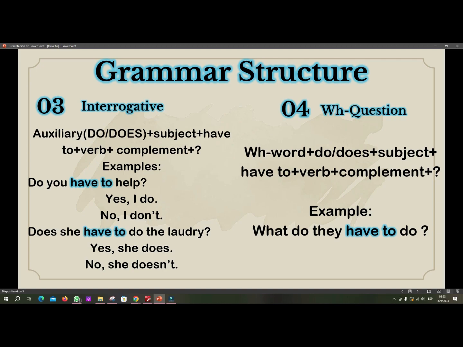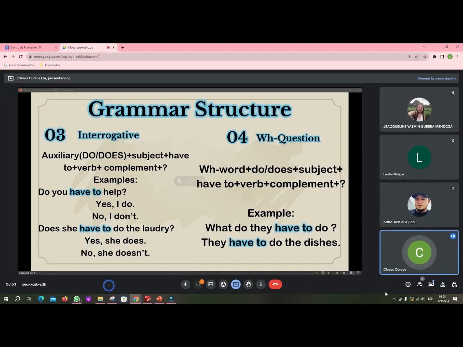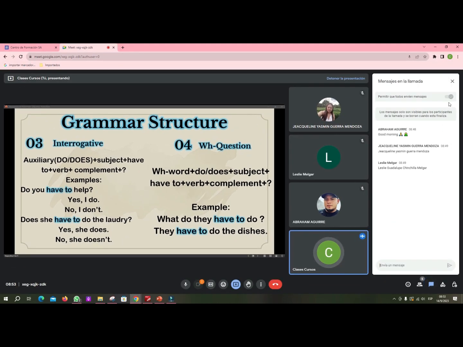Remember that these kind of questions, you should answer them completely. So, what do they have to do? They have to do the dishes, right? That would be like the answer for that one. So here you have yes, no questions and WH word questions, right? So I don't know if you have any comment or any questions, no?